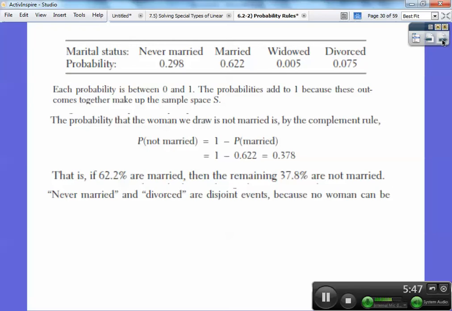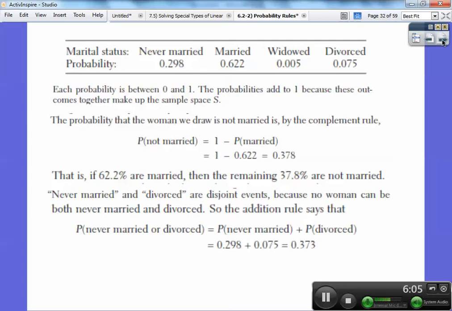So never married and divorced are considered disjoint events because you can never be married and then divorced at the same time. They don't mix. You can't get divorced unless you've been married. So if you've never been married, then you've never been divorced. That's all that says right there.